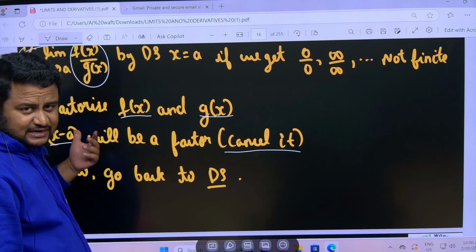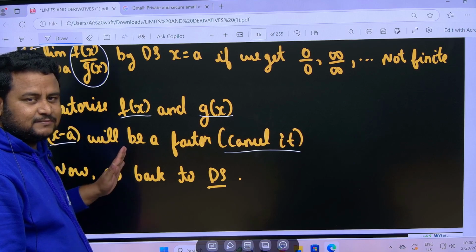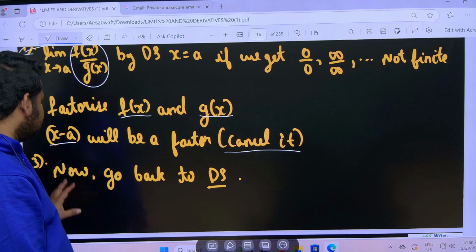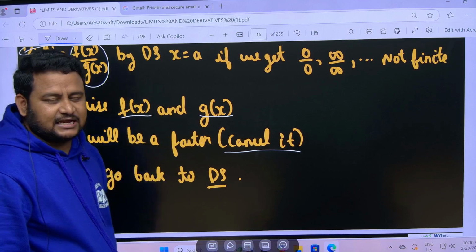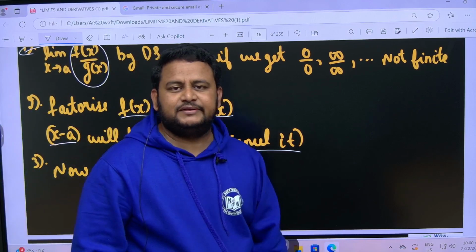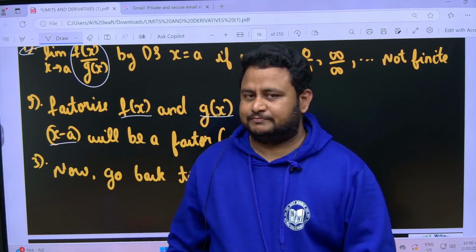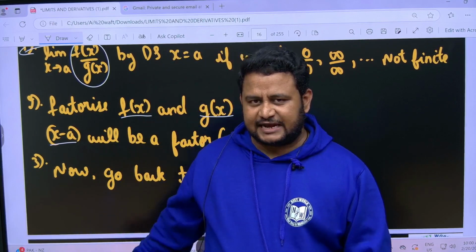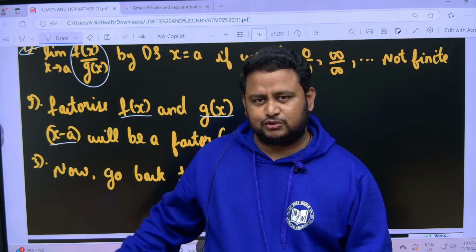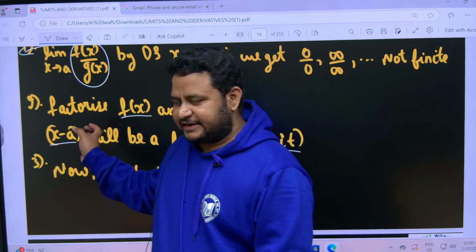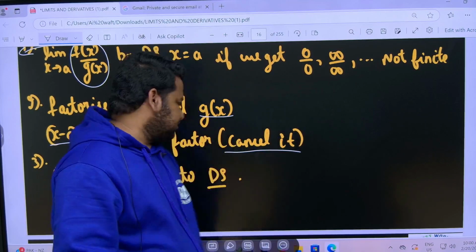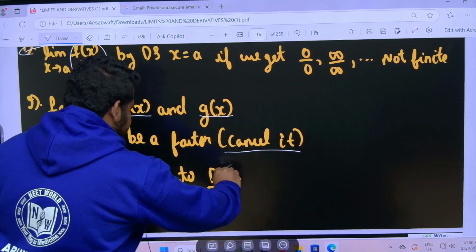By factorizing, we will get x minus a, that we will cancel and we will be able to solve the question. Now after cancelling x minus a, what should we do? We will go for direct substitution. Every time in the end, we will go for direct substitution, that we have to substitute the value. First we will factorize, then we will go for direct substitution. That is what I have written. Then we go back to direct substitution.